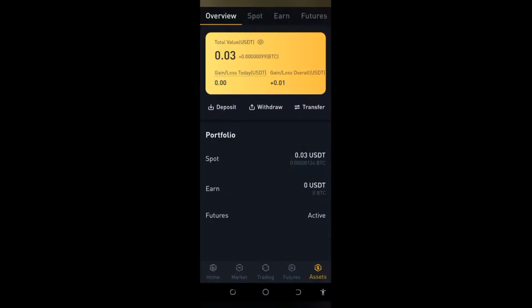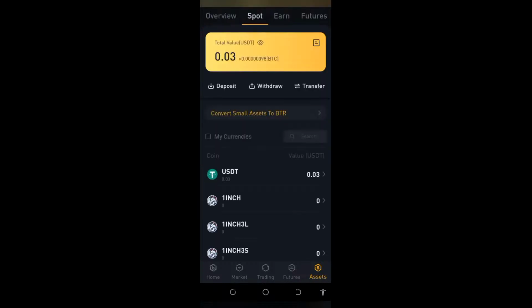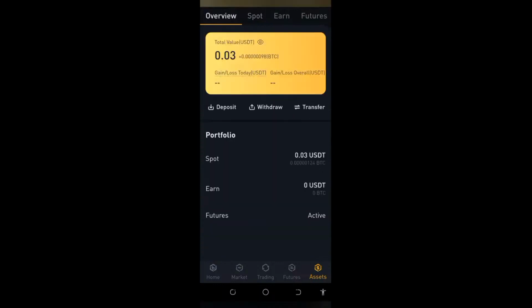All right, I'm already in buy true and it hasn't arrived yet. So let me just refresh. As you can see here, I've got 0.03 USDT. That's really, really tiny amount of money. So let's see how this goes. And spot is just 3 cents. Okay, and then nothing else. So let's keep our fingers crossed.